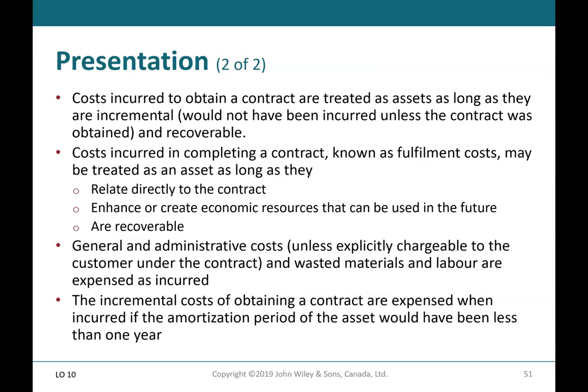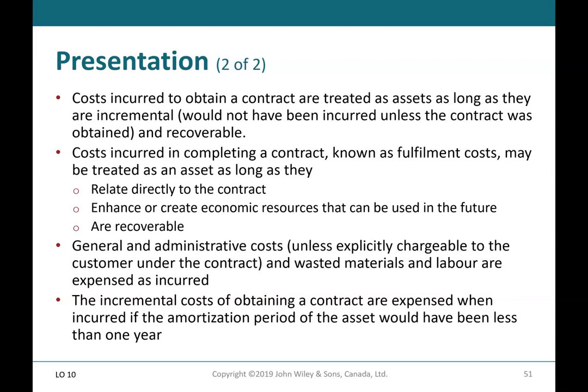Presentation 2 of 2. Costs incurred to obtain a contract are treated as assets as long as they are incremental, would not have been incurred unless the contract was obtained, and recoverable. Costs incurred in completing a contract, known as fulfillment costs, may be treated as an asset as long as they relate directly to the contract, enhance or create economic resources that can be used in the future, and are recoverable. General and administrative costs, unless explicitly chargeable to the customer under the contract, and wasted materials and labor are expensed as incurred.